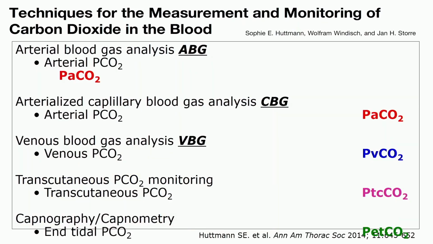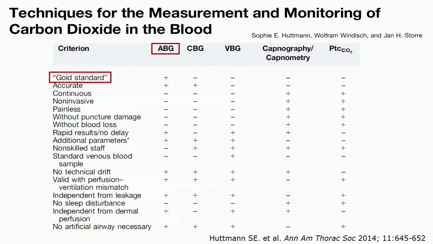So in general, we have a couple of measurement tools available. For example, arterial blood gas analysis, PaCO2. PaCO2 could also be measured using arterialized capillary blood gas analysis. We could also go for venous blood gas analysis, and then transcutaneous CO2 monitoring, which will be the topic for today. I will also talk a little bit about end-tidal PCO2 monitoring.